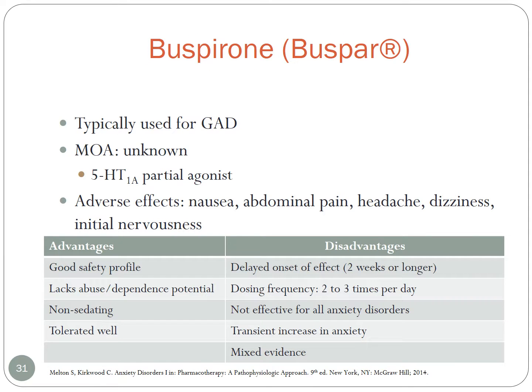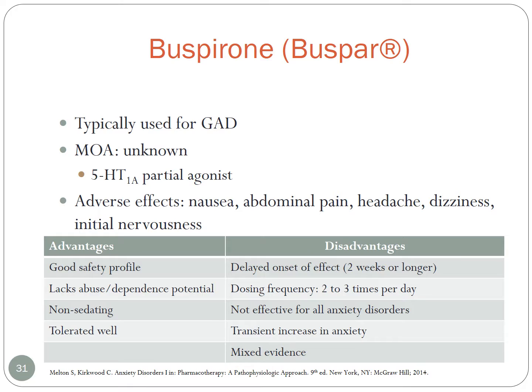We are just going to briefly discuss buspirone, which is typically just used for treatment of generalized anxiety disorder. Its mechanism of action is not fully understood, but it's thought to be a serotonin 1A partial agonist, meaning that it acts on the serotonin 1A receptor. It's a fairly well tolerated medication in that the most common side effects are things like nausea, headache, dizziness, and an initial nervousness like we'll see with our antidepressants.